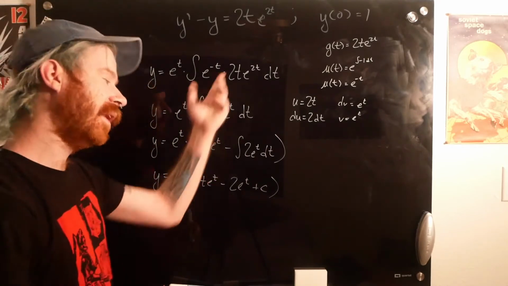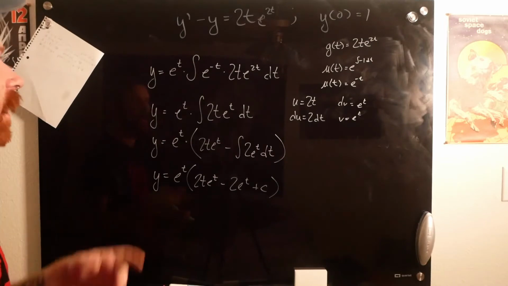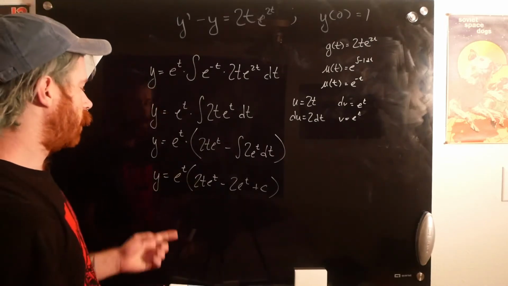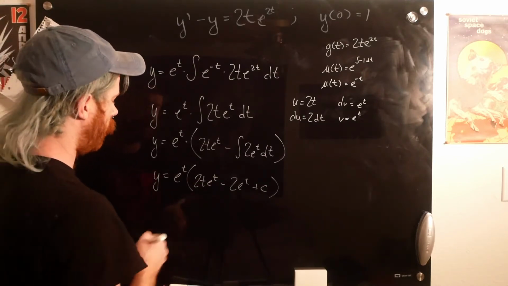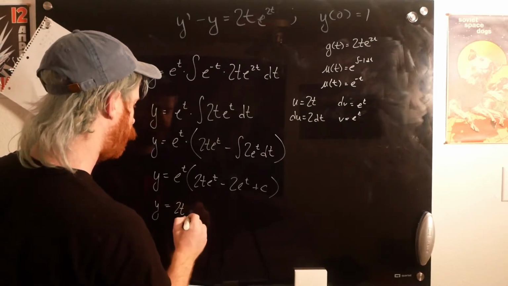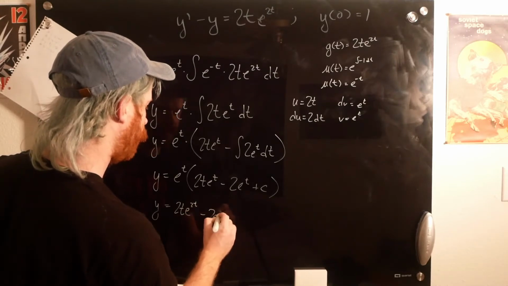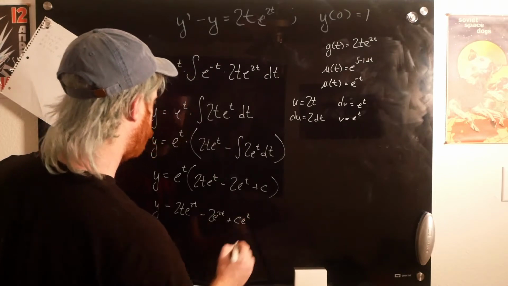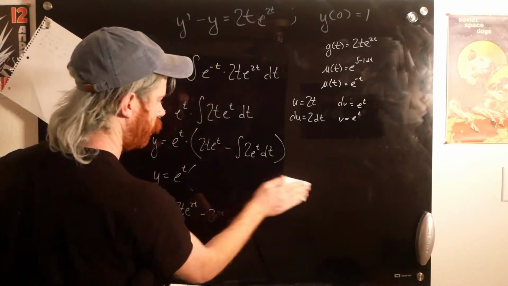So if you didn't have an initial value, this would be something close to your answer. You'd still have c in there, but we have an initial value, so we're looking to solve for this c. Let's go ahead and move this e to the power of t in, to make it a little bit easier to solve. So 2t e to the 2t minus 2e to the 2t plus c e to the t. So this would be your general solution.